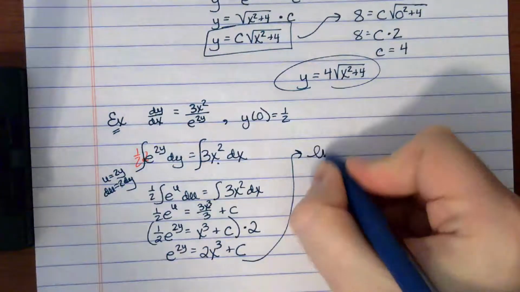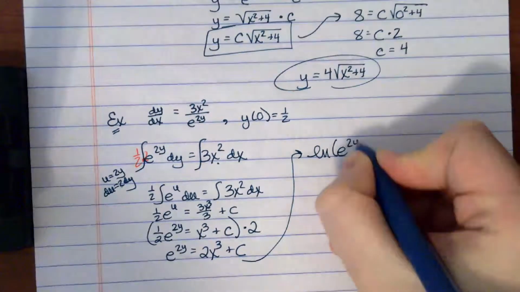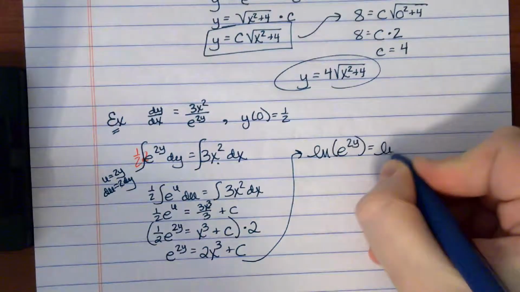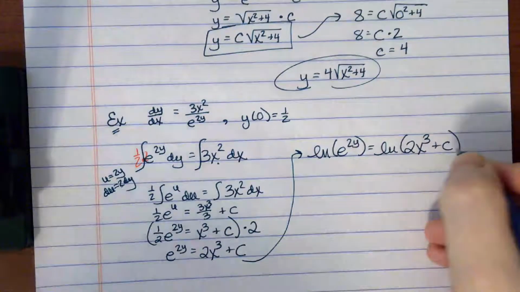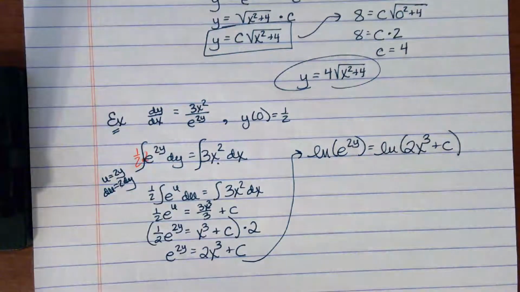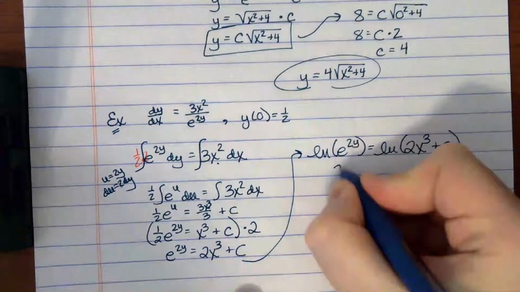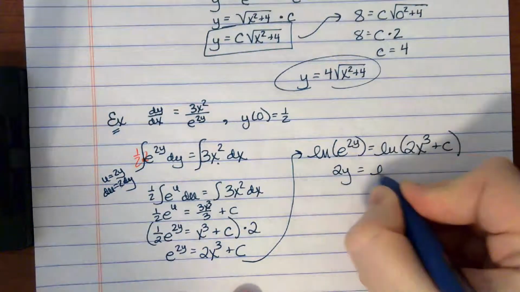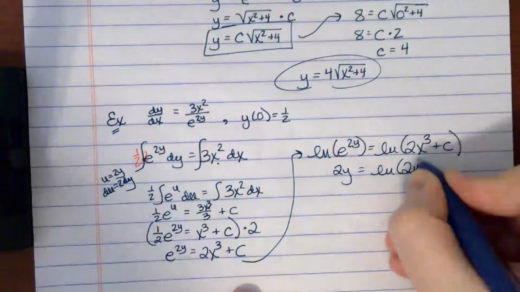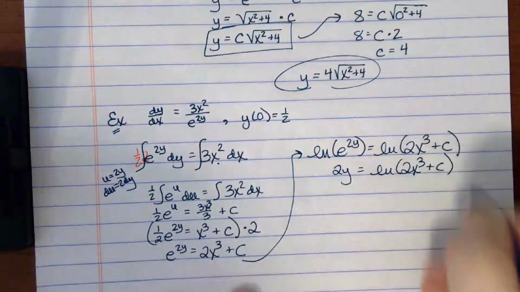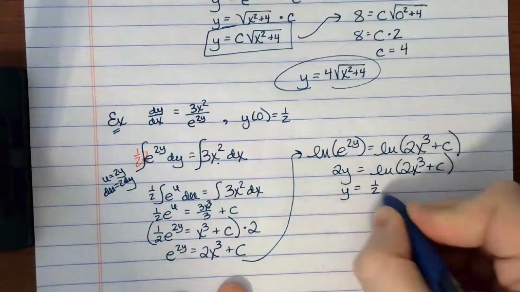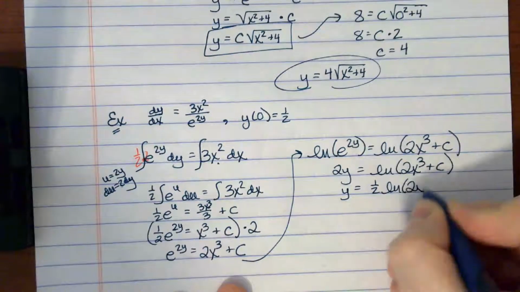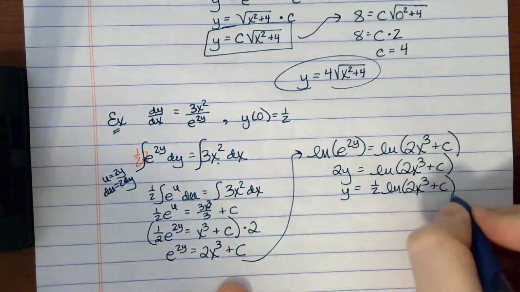The natural log of e to the 2y equals the natural log. Remember, again, we're doing this to the entire side. So natural log of all that stuff, the c is ending up inside my natural log. 2y equals the natural log of 2x cubed plus a constant. And dividing by 2, y equals 1/2 times the natural log of 2x cubed plus c.